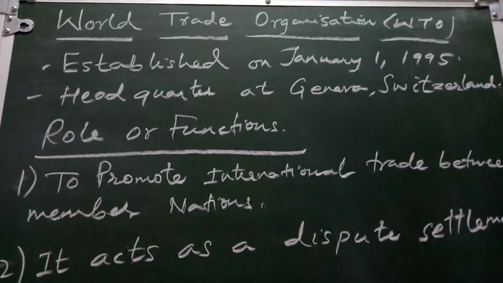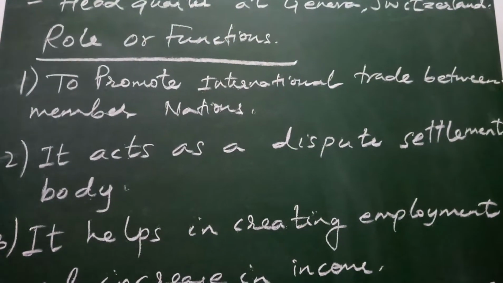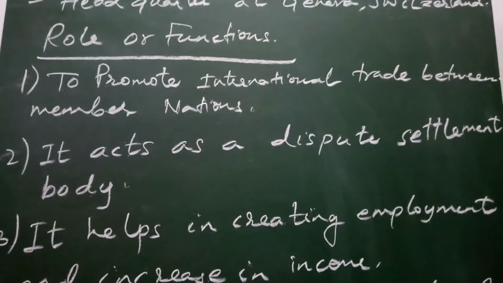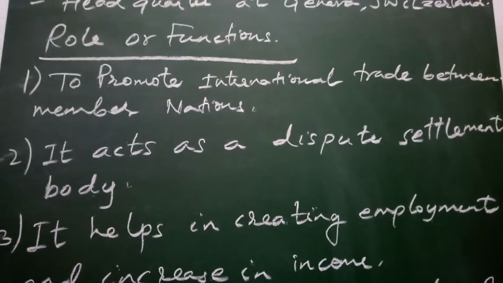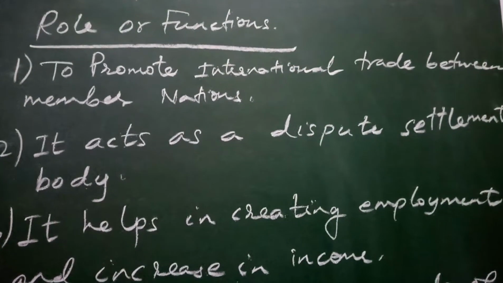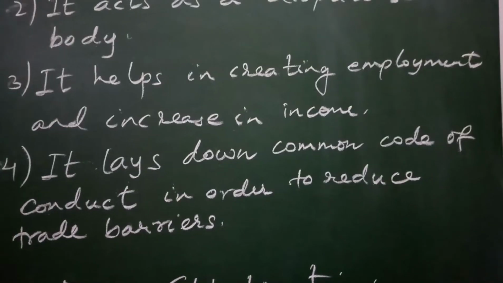What are the functions? The first function: it promotes international trade between the member nations. It acts as a dispute settlement body, which means if there is any dispute between the member nations relating to trade, it tries to solve or settle the dispute of trade.